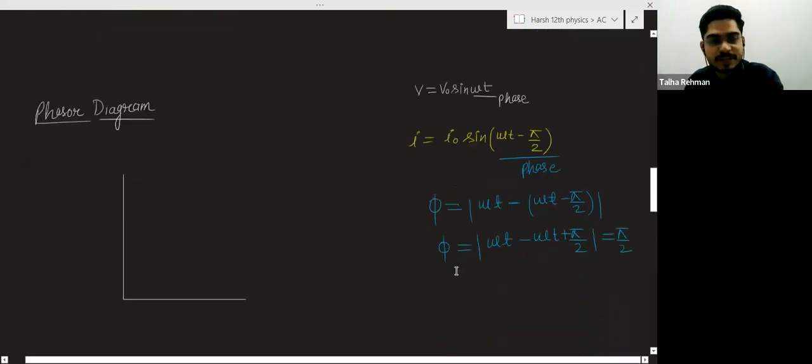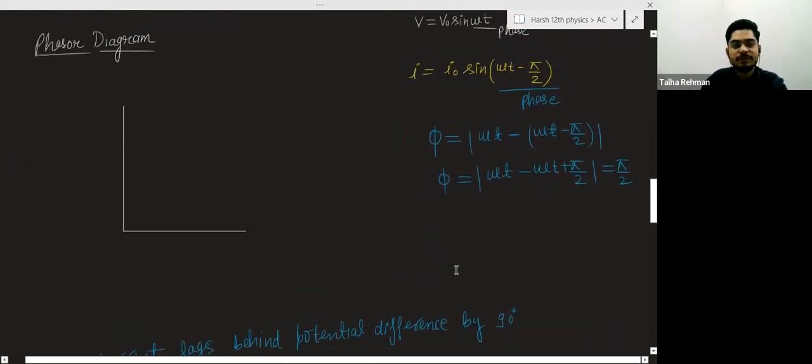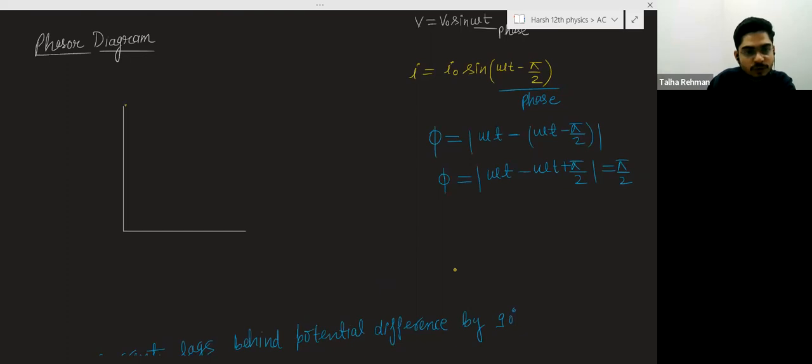Okay, so now we will draw the phasor diagram. We have chosen both axes. This is, suppose, the y axis, and this is your x axis.